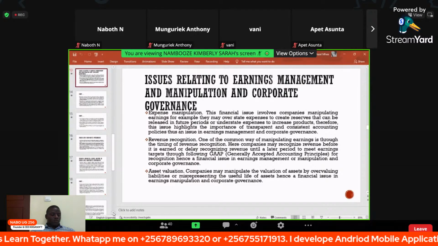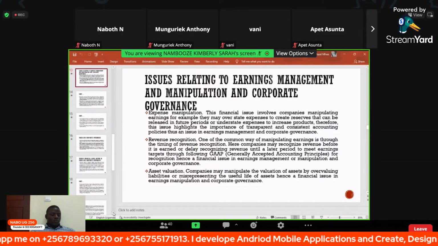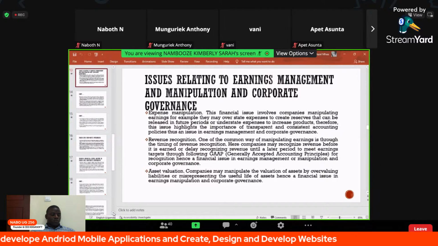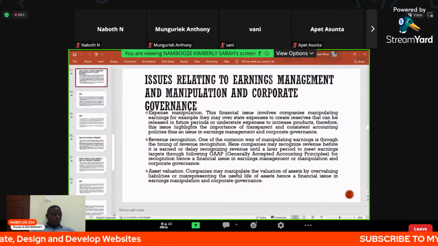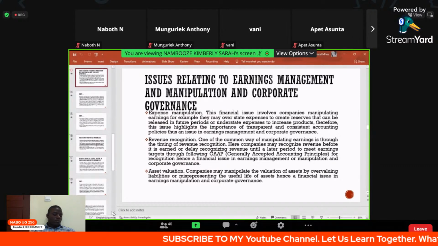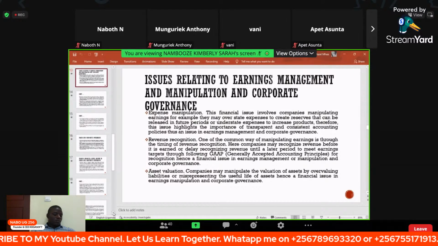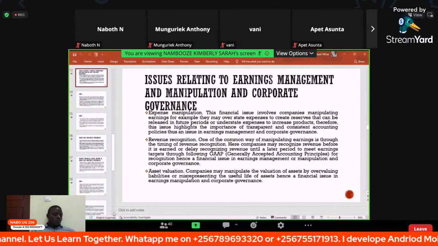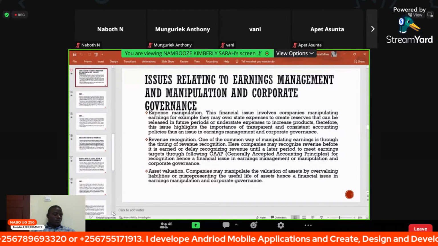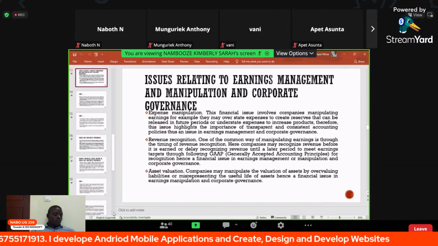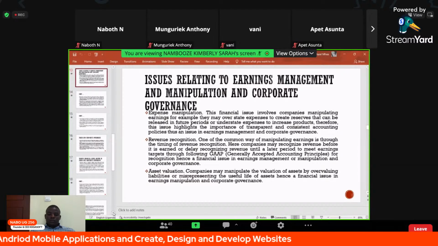Revenue recognition, for example, if a company is selling products, for example, Mukwano is selling soap, it can estimate and say in the books of accounts that we have already sold, for example, 100 boxes of soap. Yet in actual sense, it has not yet sold them, and it makes that entry in the books, so that the investors, in case they are checking, can say, meaning Mukwano is working well, we can invest in it. Yet in actual sense, it's not.